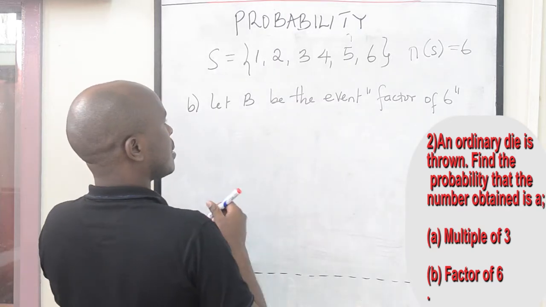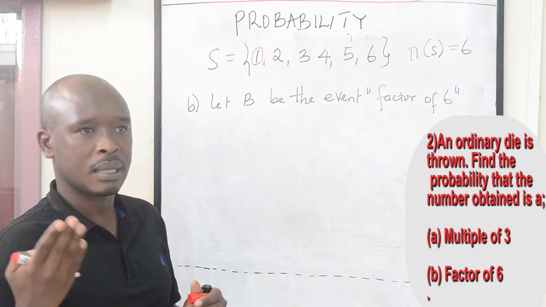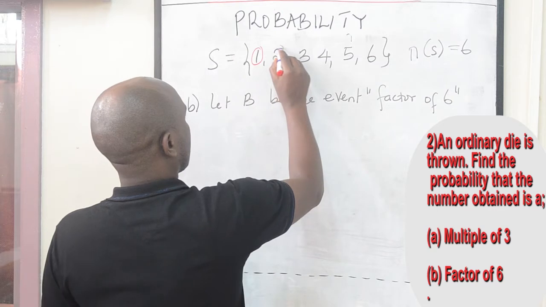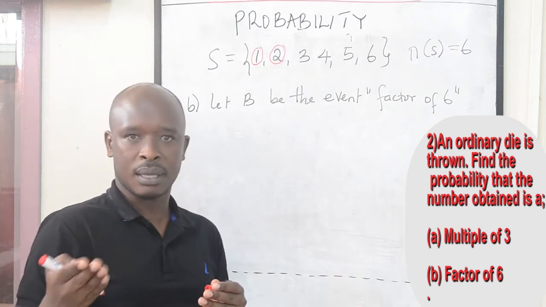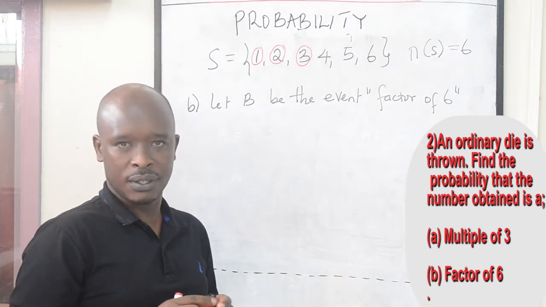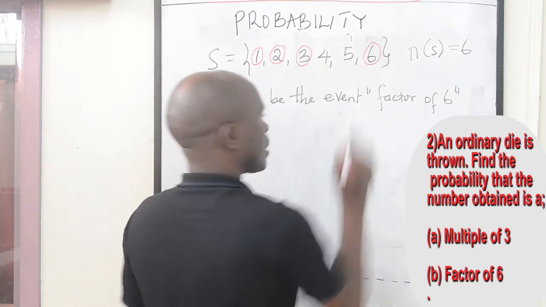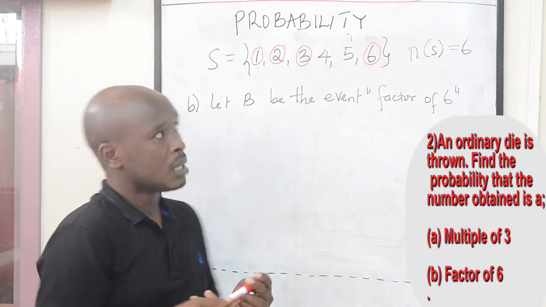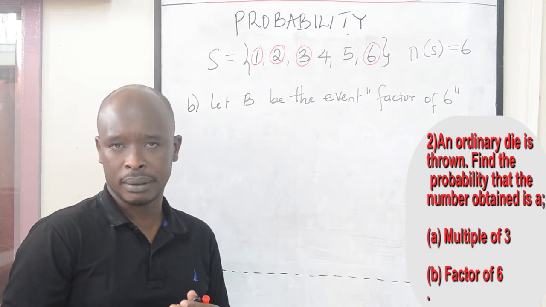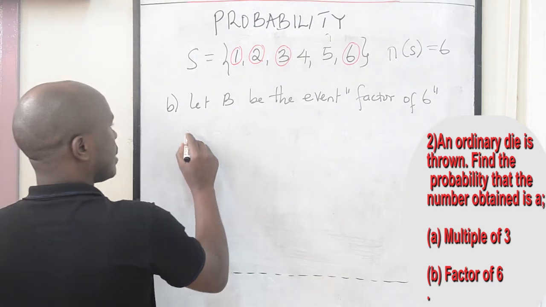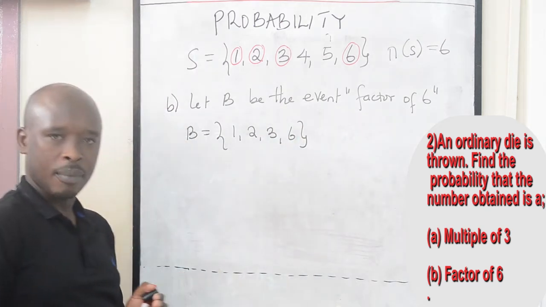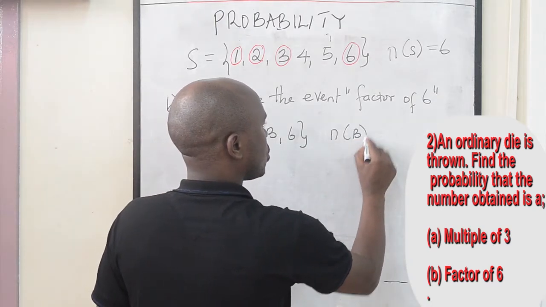How many factors of 6 do we have in our sample space? The first factor is 1, because when you get 1 times 6, you'll get 6. Then the other one is 2, because if you get 2 times 3, you'll get 6. Then the other one is 3, because if you get 3 times 2, it gives you 6. And then finally, you have 6, because 6 times 1 gives you 6. So what you are seeing here circled form the number of events that are a factor of 6. And if we represent these members, we can say 1, 2, 3, 6 are the members.